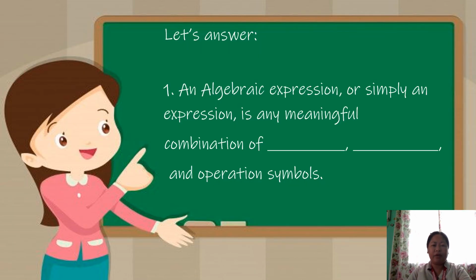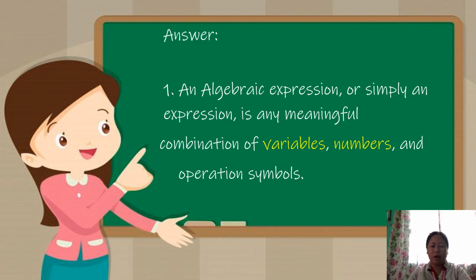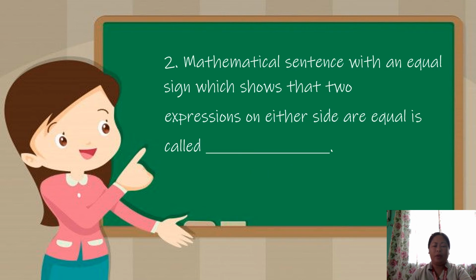Let's see if you got the correct answers. Number 1. An algebraic expression, or simply an expression, is any meaningful combination of blank, blank, and operation symbols. The answers are variables and numbers. Number 2. Mathematical sentence with an equal sign which shows that two expressions on either side are equal is called blank. The answer is equation.